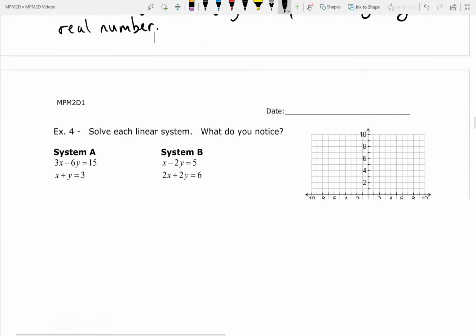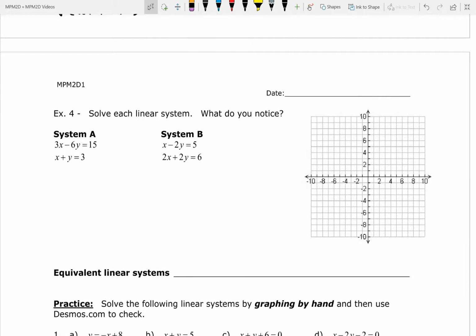So solve each linear system. What do you notice? If you look at the system between A and B, take a moment and look at it carefully. Pause the video if you have to, but look at it. They look the same. They are equivalent as well.